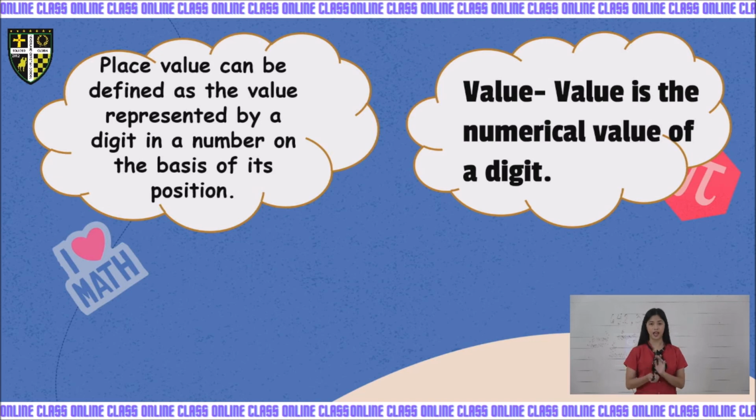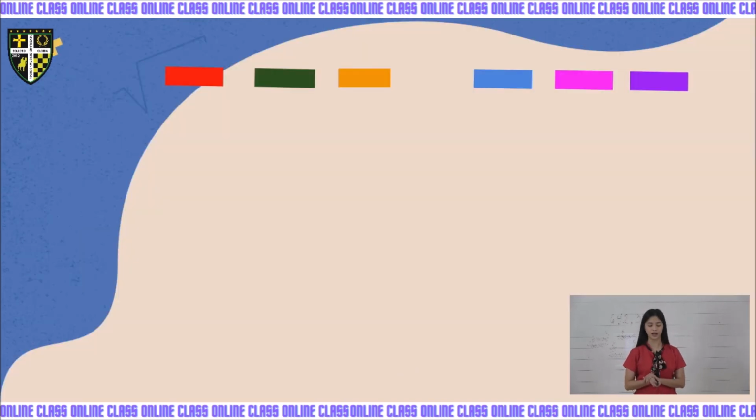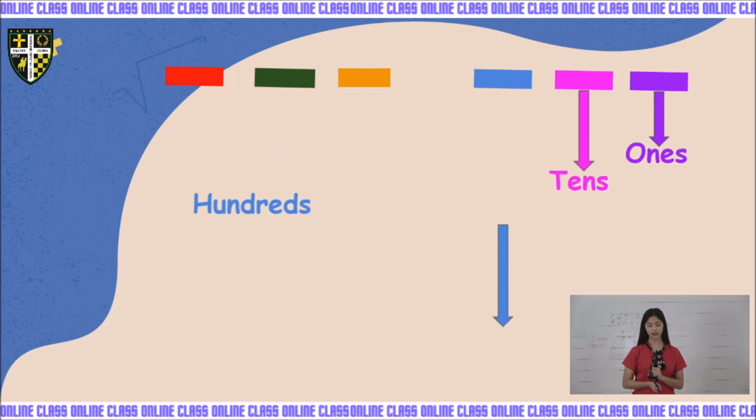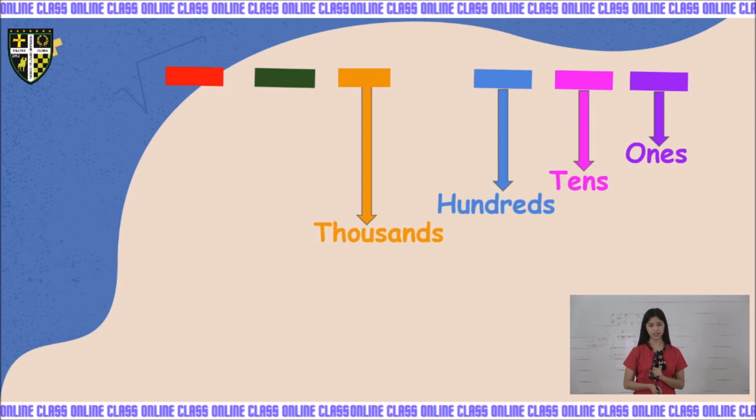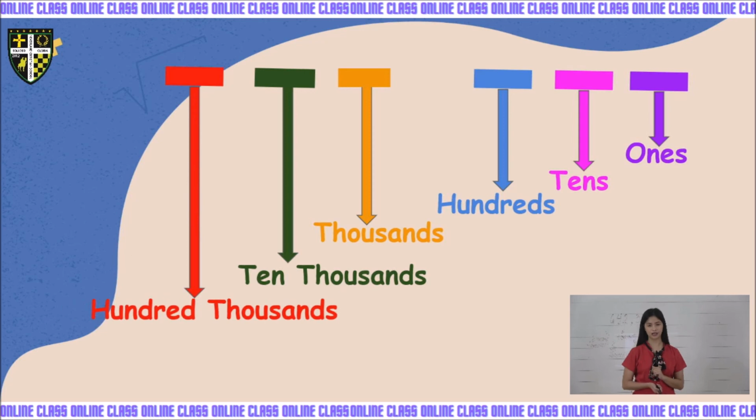So let's have a recap about the place value. Always remember, kids, start on the right side. So we have ones, tens, hundreds, thousands, 10,000s, and 100,000s.